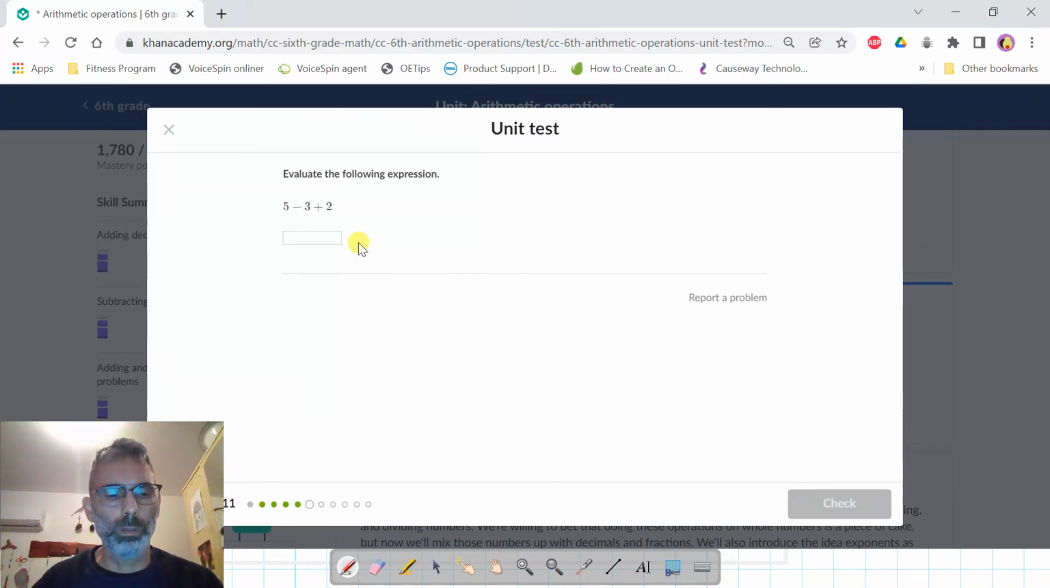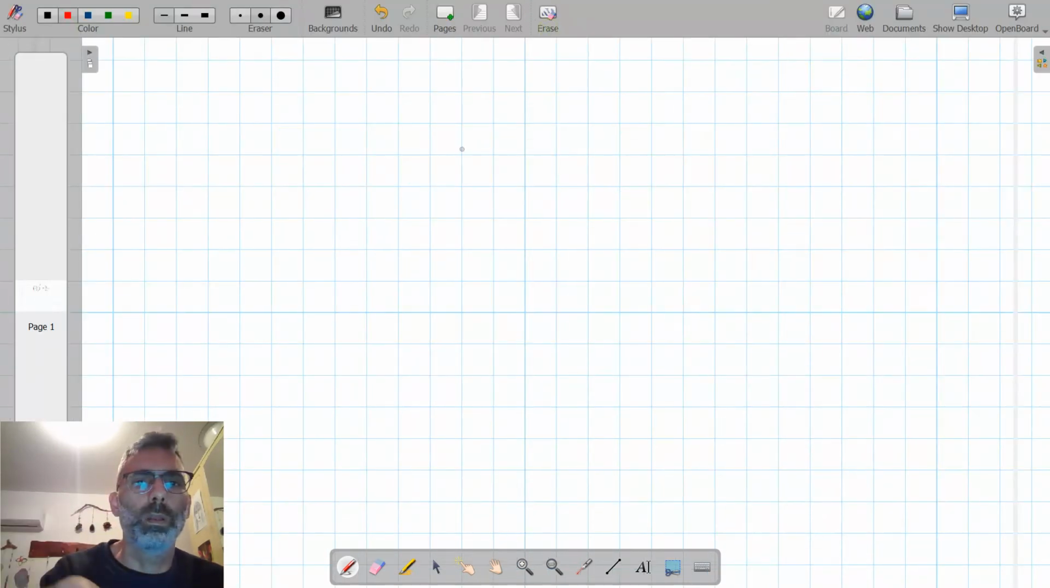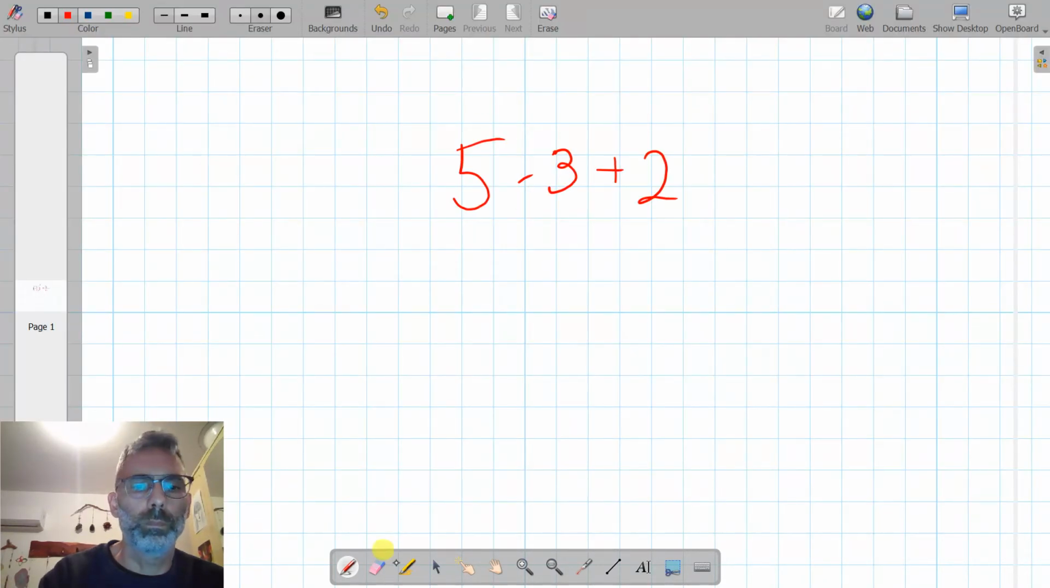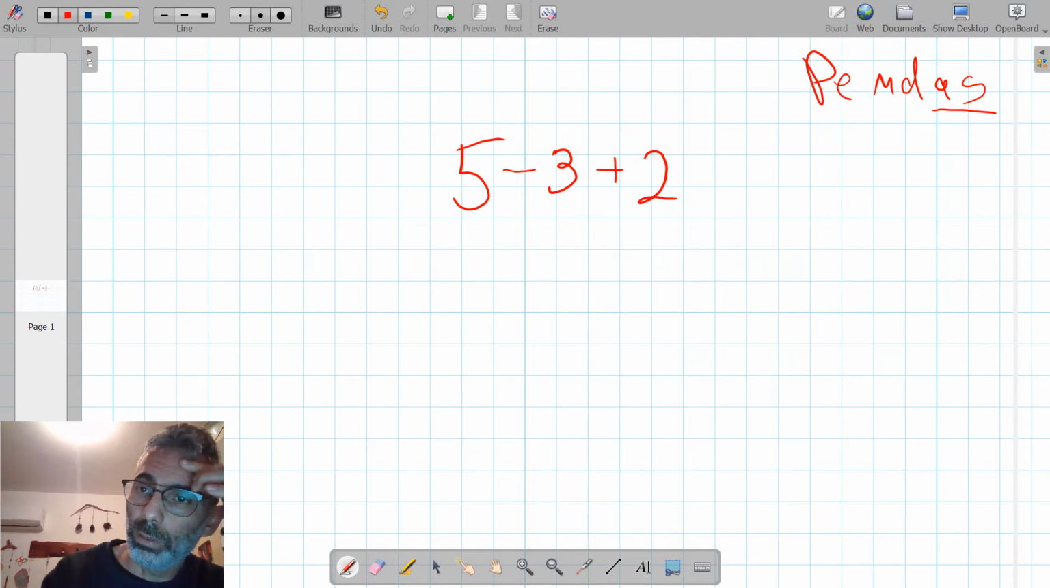Okay, so 5 minus 3 plus 2. Okay, so when we are talking about addition and subtraction, we do it from left to right. So 5 minus 3 is 2. 2 plus 2 is 4.